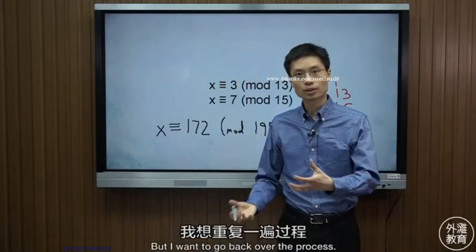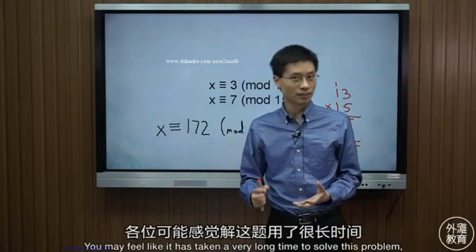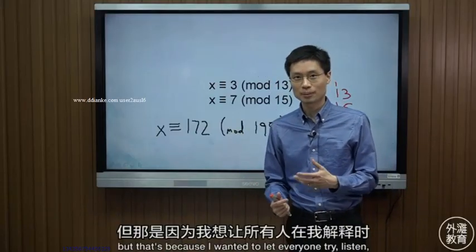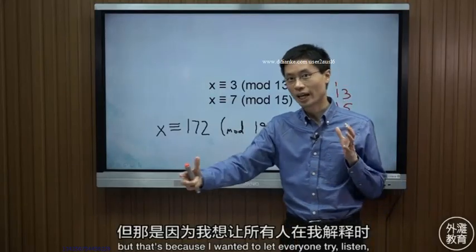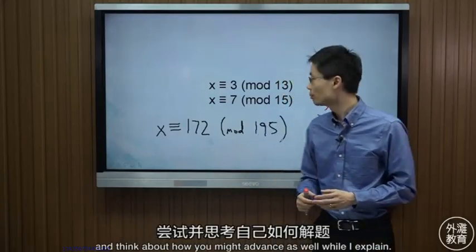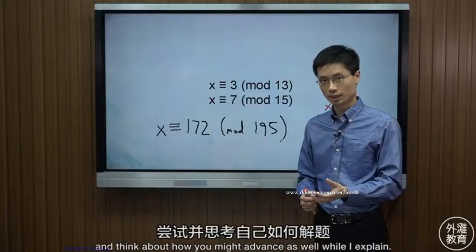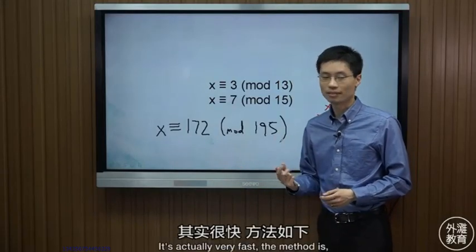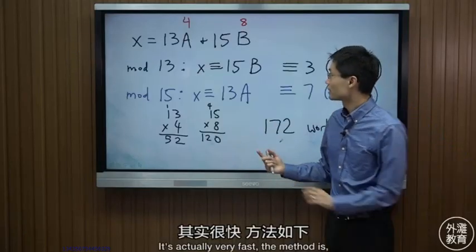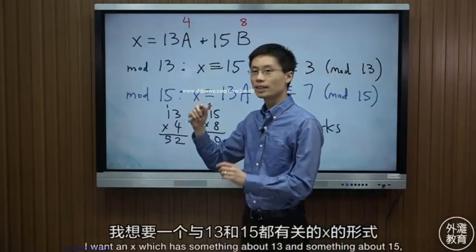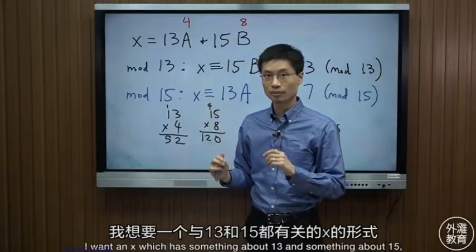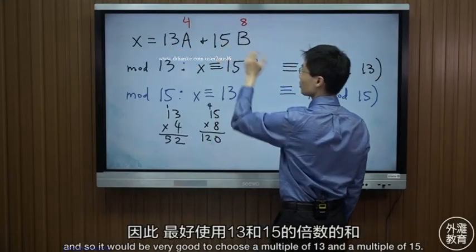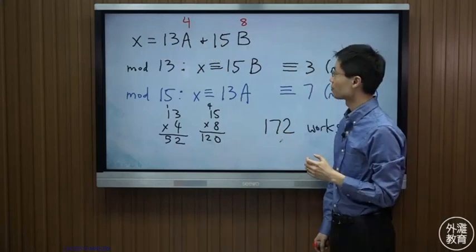But I want to go back over the process. It may feel like it has taken a very long time to solve this problem, but that's because I wanted to let everyone try and listen and think about how you might advance as well while I explain. Let's go over the method again. It's actually very fast. The method is, I want an x which has something about 13 and something about 15. And so it would be very good to choose a multiple of 13 plus a multiple of 15.